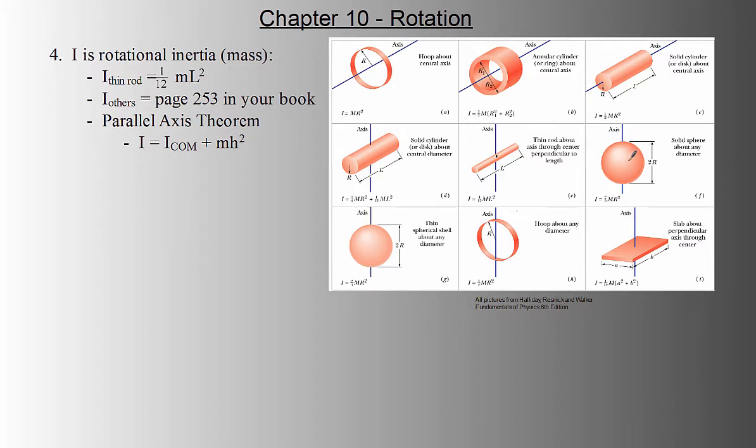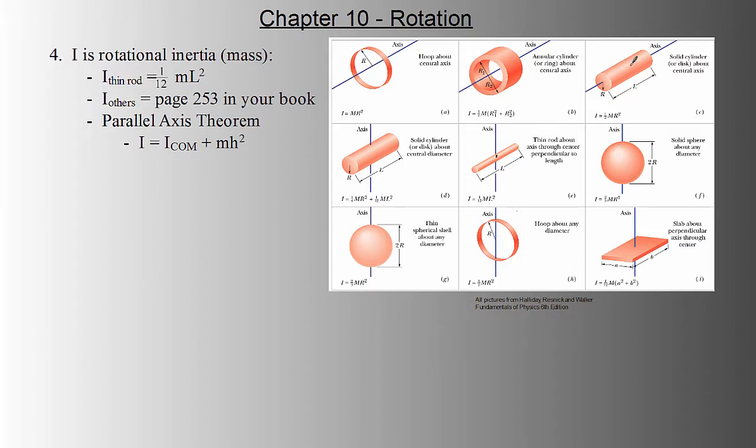A solid sphere like a bowling ball versus a spherical shell like a basketball, which is hollow on the inside. Another hoop, but this time the hoop is rotated around like this, like if you were to spin a ring on the table, versus roll a ring. This is like rolling a wheel, and you have a perpendicular slab. So look on page 253 for these. You don't have to memorize these. Now notice all of these are rotating through the center of mass of each object.